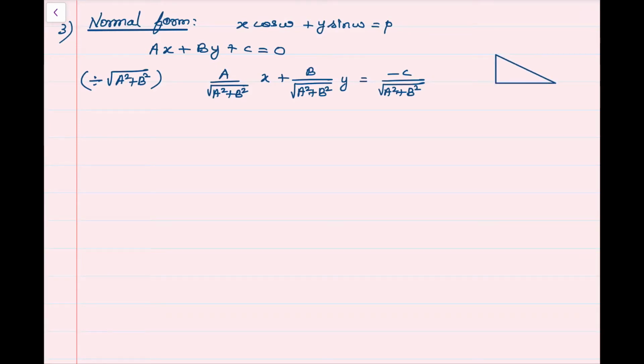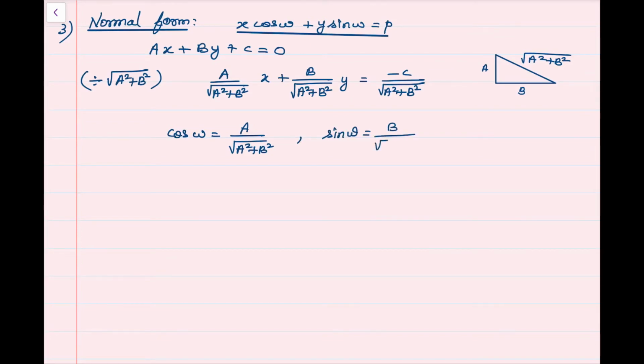We divide by root of a square plus b square so that a, b and root of a square plus b square form a Pythagorean triplet. So that if we take the ratio a by root of a square plus b square as cos omega, then b by root of a square plus b square will become sin omega. Now comparing the normal form and this equation, we get cos omega is equal to a divided by root of a square plus b square and sin omega is equal to b divided by root of a square plus b square.